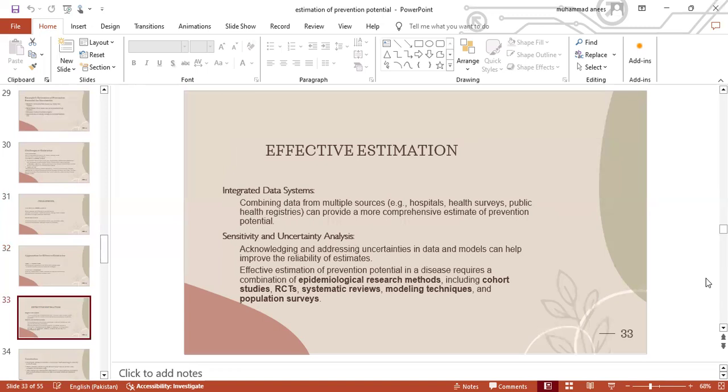Integrated data systems, combining data from multiple sources like hospitals, health surveys, public health registries, etc., can provide more comprehensive estimates of prevention potential. Sensitivity and uncertainty analysis: acknowledging and addressing uncertainties in data and models can help improve the reliability of estimates. Effective estimation of prevention potential in a disease requires a combination of epidemiological research methods, including cohort studies, RCTs, systematic reviews, modeling techniques, and population surveys.